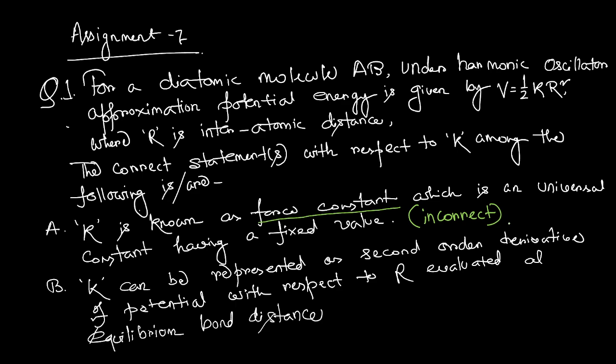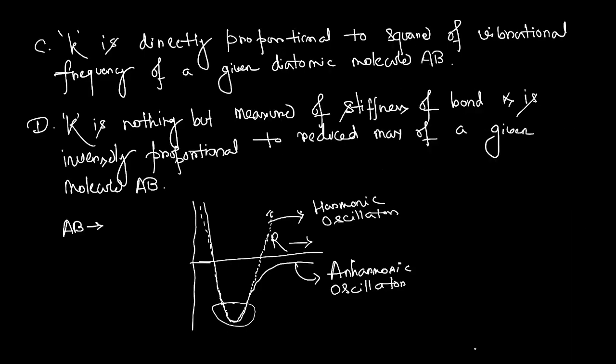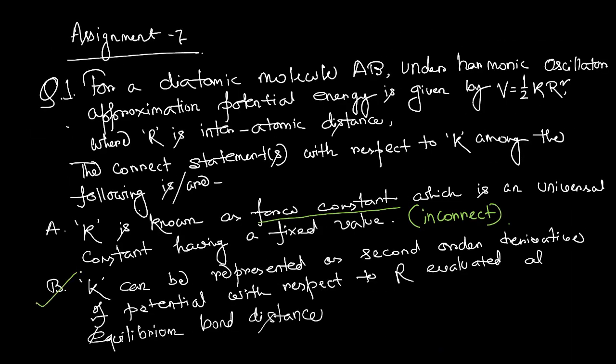Next, k can be represented as the second derivative of the potential with respect to r, evaluated at the equilibrium bond distance. So we see over here that this k is a double derivative. You can write k as d2V by dr2 at r equilibrium. So this is a correct option.